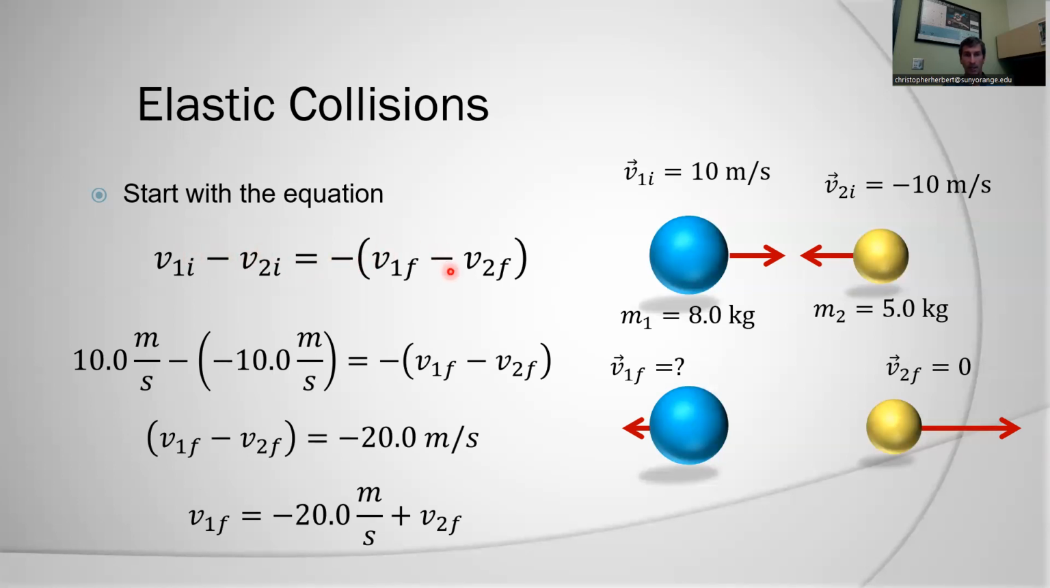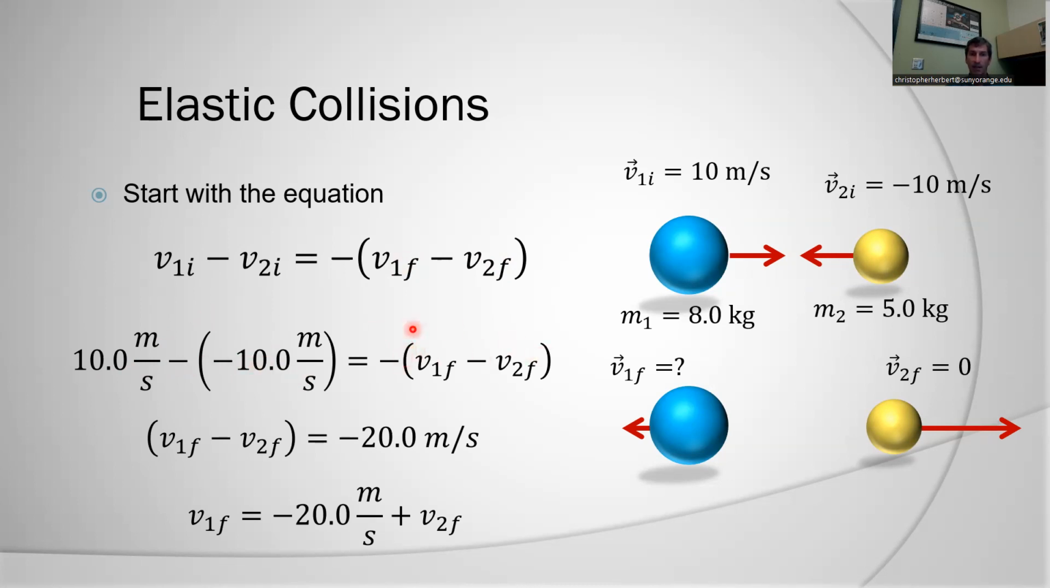I'm just going to plug in to get a relationship between my two final conditions. So initially, mass 1 is traveling at 10 meters per second. I subtract off the velocity of mass 2. That's a negative, so I'm subtracting a negative number. So I'm going to get a positive 20 on this side.